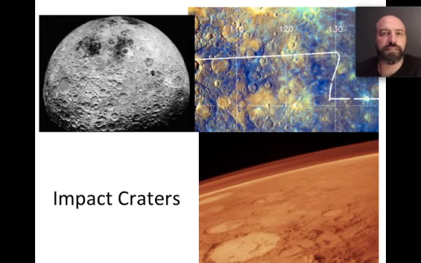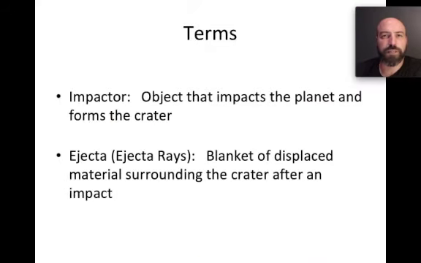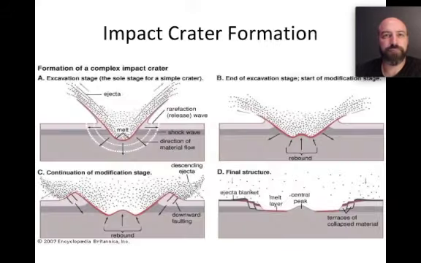So I have some nice images of different craters that are around the solar system. A couple of terms you should be aware of. One is impactor. That's the thing that's actually impacting the planet or the object. And then ejecta is the displaced material that's going to be surrounding the crater after an impact.